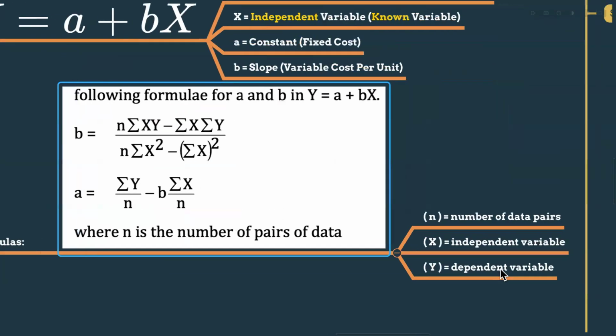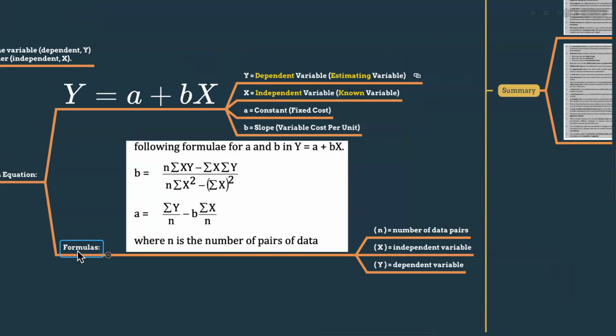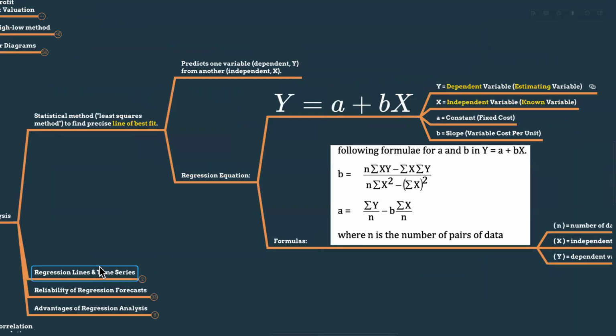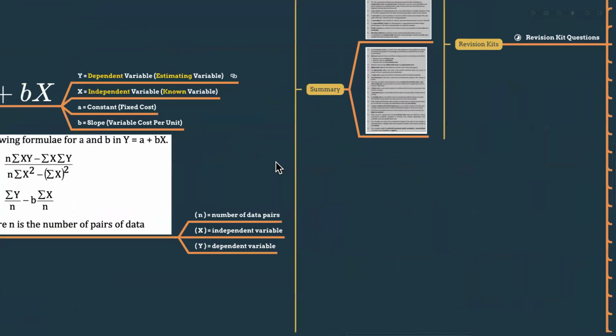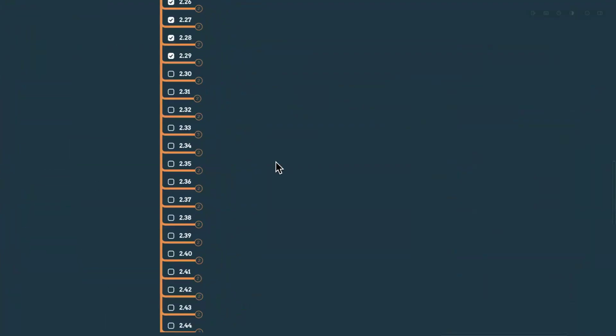According to the question, we can see. So n is the number of data pairs. X is the independent variable, as I told already. The dependent variable is y. So this is the formula we are going to use. So we will do some questions, then we can come and see the actual details.